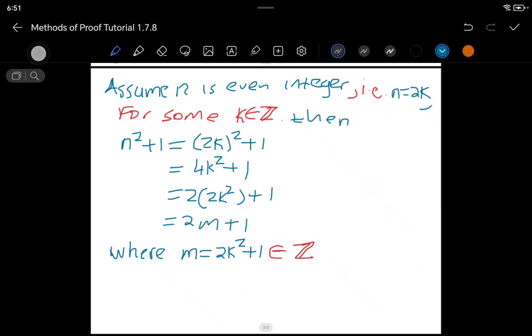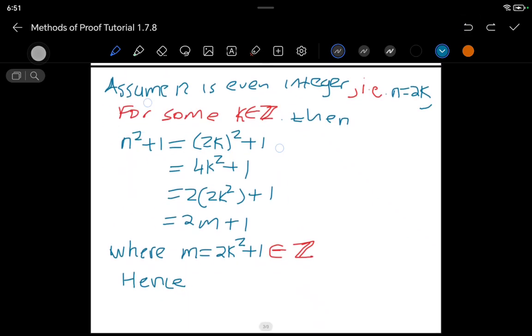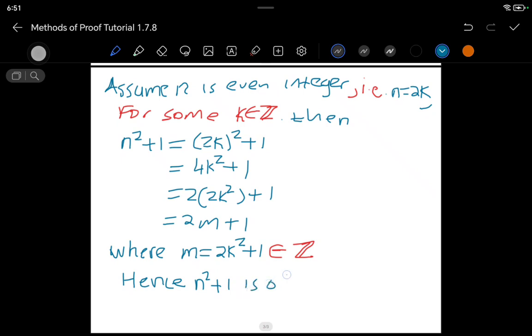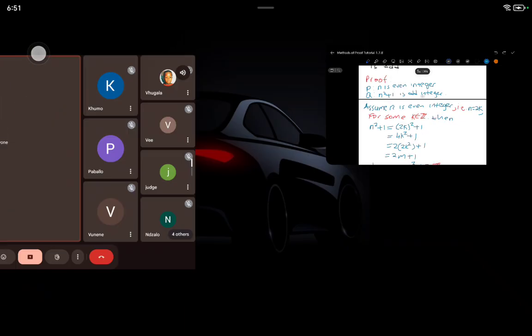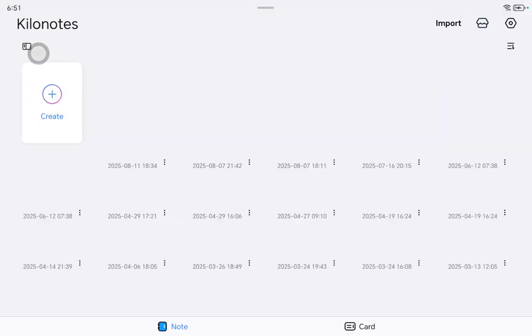After this, you don't stop there, you must conclude. Hence, when you conclude, you write this. You say, hence, n squared plus 1 is an odd integer, because I said the majority didn't conclude. Or you are interpreting what you got. We got that this is an odd integer, and then we are correct. So this is true for this question. Now let's do this. You are going to write the third one. Let's see.